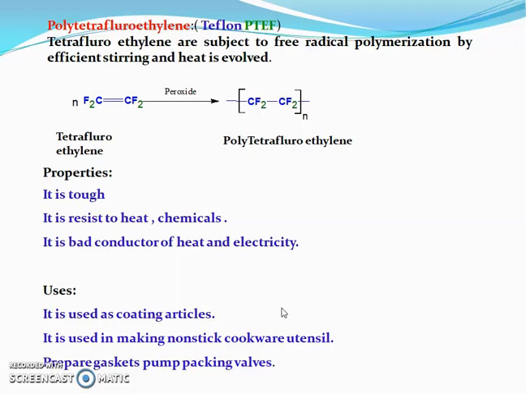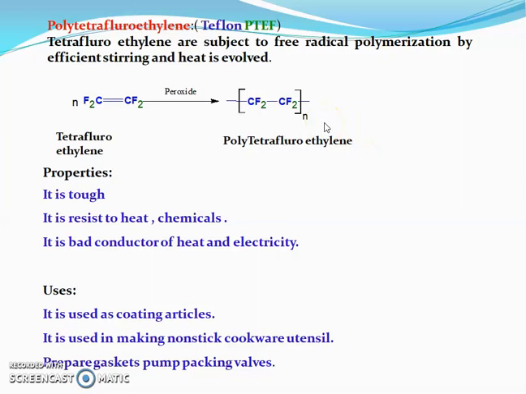polytetrafluoroethylene. Polytetrafluoroethylene can be prepared by subjecting an emulsion of tetrafluoroethylene to free radical polymerization using peroxide. The reaction is highly exothermic, and efficient stirring is required for heat transfer. So n number of tetrafluoroethylene molecules can be treated in the presence of peroxide to get the polytetrafluoroethylene polymer.